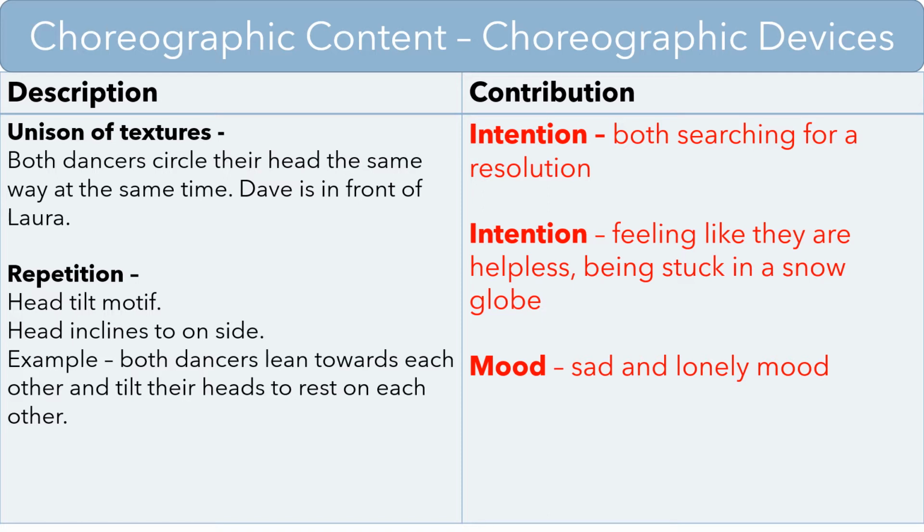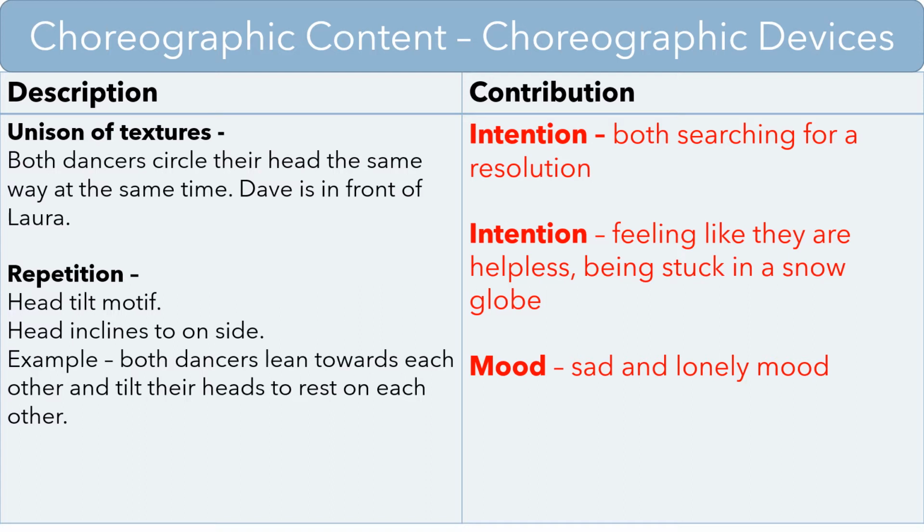So both dancers circle the head at the same time in the same way. Dave is slightly in front of Laura at the time, and this happens a couple of times as well, so a bit of repetition works in there as well. What this contributes to is that it shows that intention of being viewed from afar, that they're both using their head to look out, which is quite strange and gives this eerie atmosphere. But we can also link it to finding resolution and getting over life's limitations. So the fact that they're both looking outwards, kind of searching for a resolution.